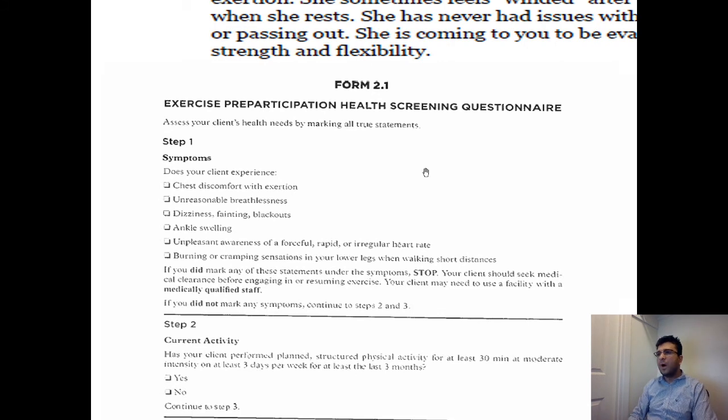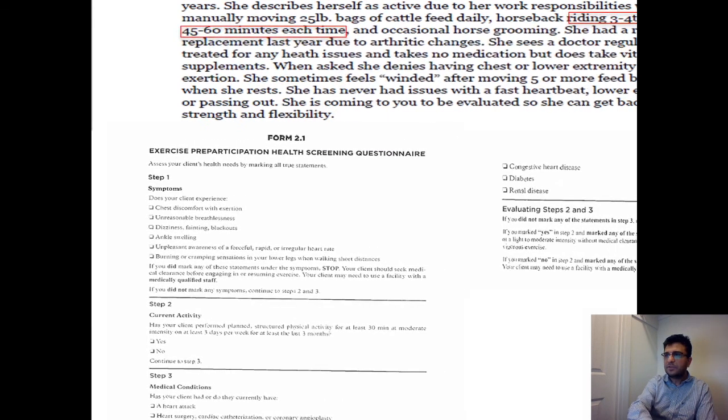If you see step 1, you can see there are a lot of options there: chest discomfort, unreasonable breathlessness, dizziness, ankle swelling, palpitations, or any kind of intermittent claudication, which is the last point, a burning or cramping sensation in the legs. If you did not mark any of these, it says stop. You can stop, but you should make sure that you go to step 2 and 3. And it says here again, if you did not mark any of the symptoms, continue to step 2 and 3. With this case study, I can't see anything here, so you can just leave it and move to step 2.